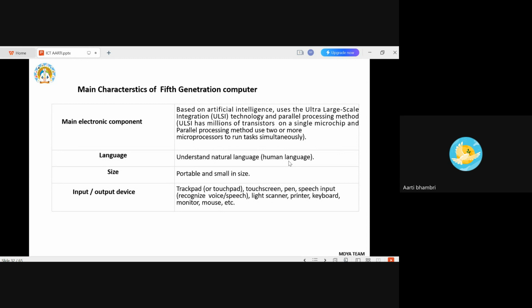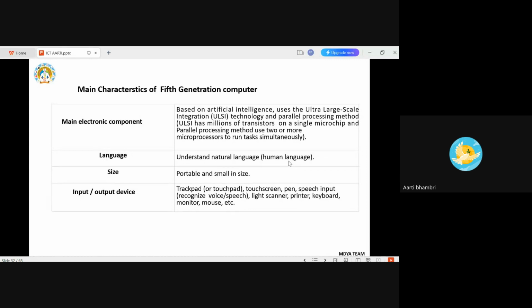Now, language: it uses understandable natural language. As in the example of Alexa and Siri virtual assistants, these are examples of understanding natural, human language. Size: portable and small. Input and output devices: trackpad, touch screen, pen, speech input. We give speech input to Alexa, and we get the output through Alexa. So this is an example of both input and output devices.